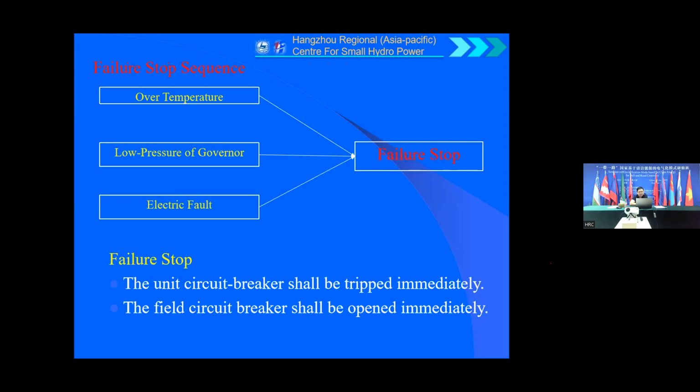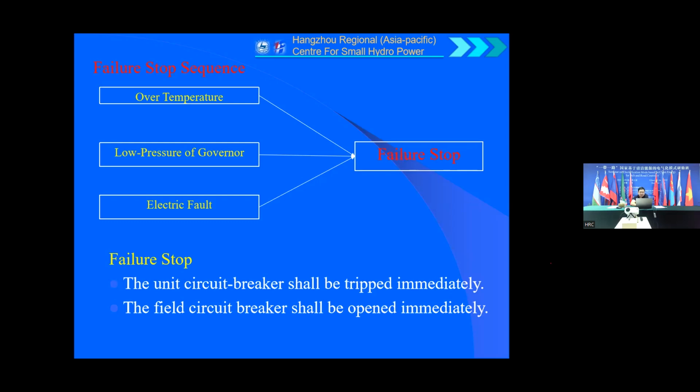But sometimes we have the failure stop sequence and the accident stop sequence. If we have this, we will not follow that sequence. There's a difference. If we go through the failure stop sequence, we will not wait to reduce the power and something like that. The unit circuit breaker should be tripped immediately, and the field circuit breaker should be opened immediately. That's the failure stop sequence. For example, if we have the over temperature signal, or low pressure of governor signal, or the electric fault signal, we will go to the failure stop sequence.